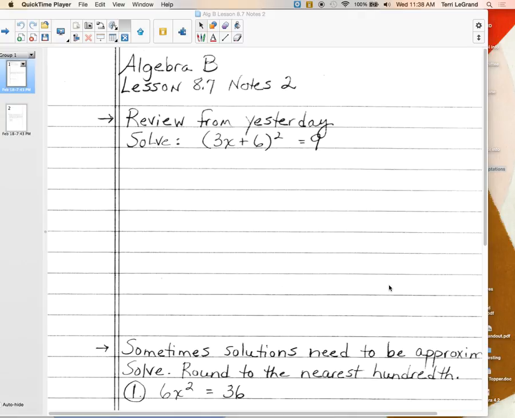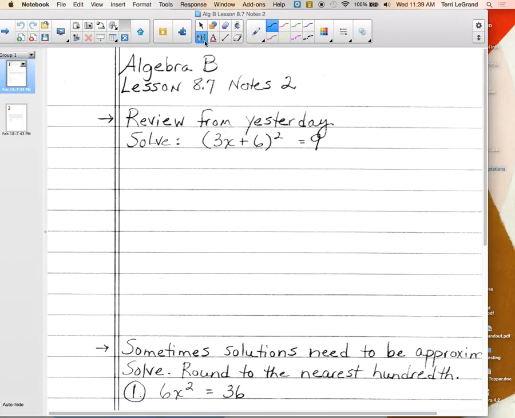Learning objective we had yesterday, we're still in lesson 8.7, and the difference is today we're going to have to do estimating of the solution or rounding. So we're still going to solve a quadratic function using the square root method. So let's review from yesterday first, okay? We're not going to need a calculator for this one. We'll be all right. This is review from yesterday.